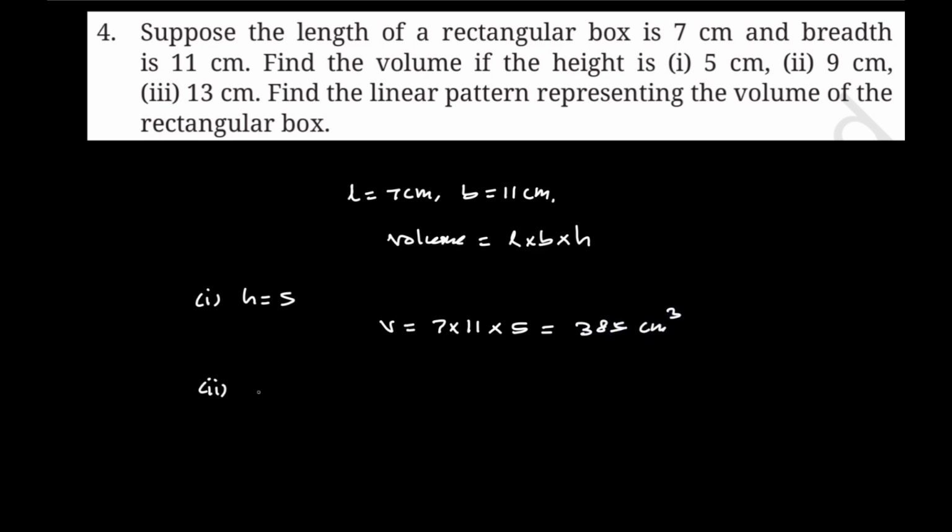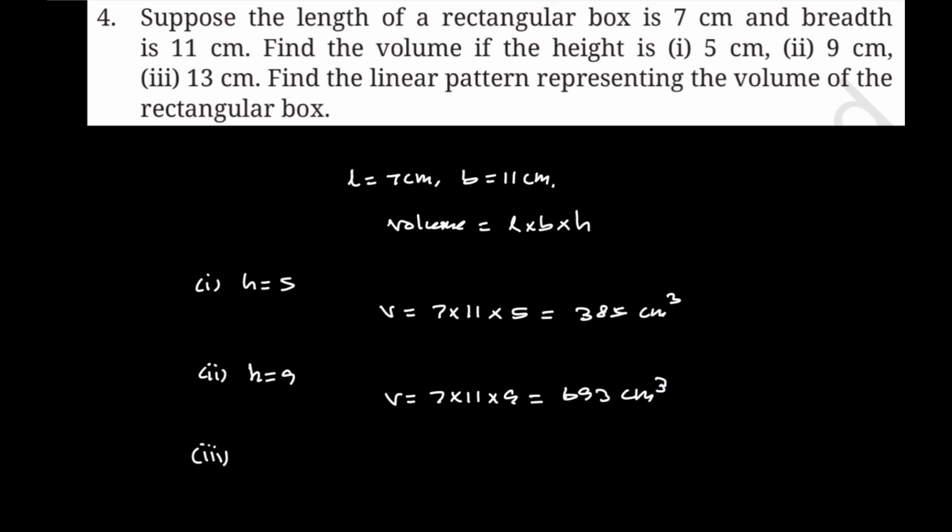In the second one, if the height is 9 cm, find the volume. So the volume is 7 into 11 into 9, which is equal to 693 centimeter cube. Third one, if the height is 13 centimeter, then the volume is 7 into 11 into 13, which is equal to 1001 centimeter cube.